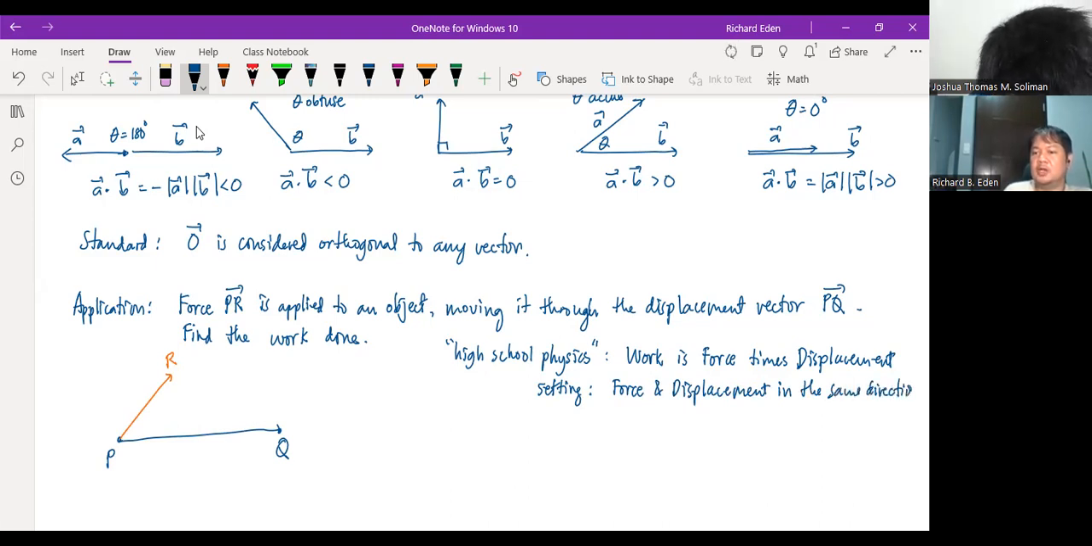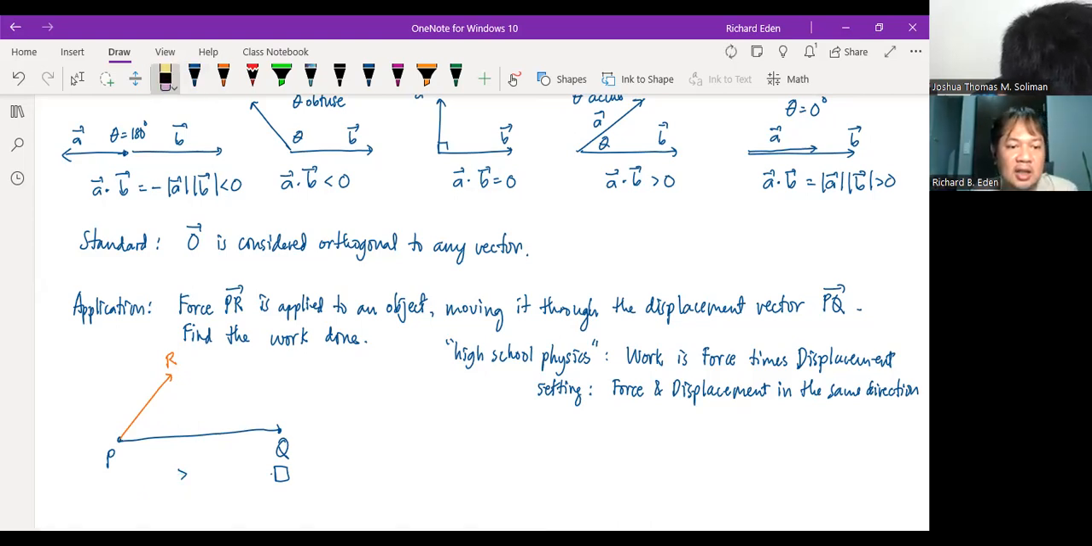So, for example, the typical high school problem would be talking about an object at point P being moved to point Q with a force of 7 newtons. So if the object is moved from P to Q through the displacement, that means the force being applied is a push from P to Q, and therefore the force is parallel, and not just parallel; it's in the same direction as the displacement.